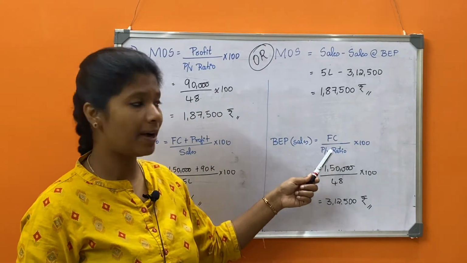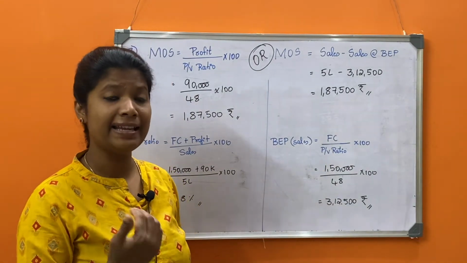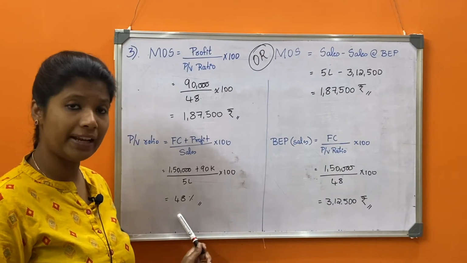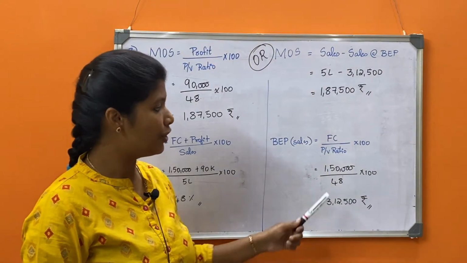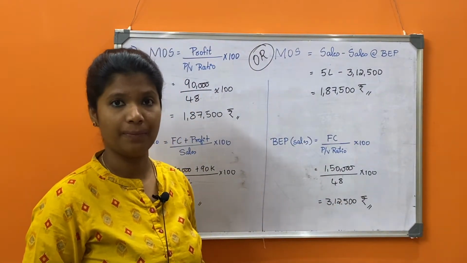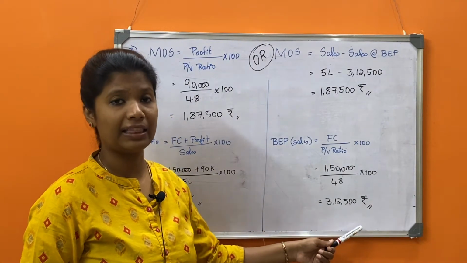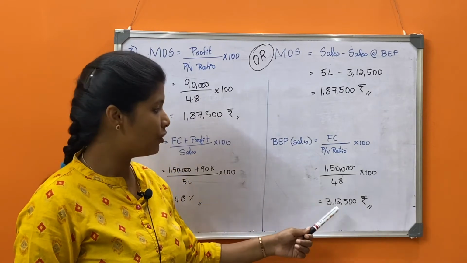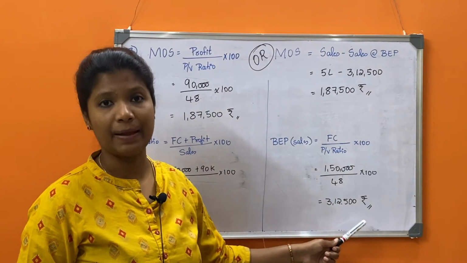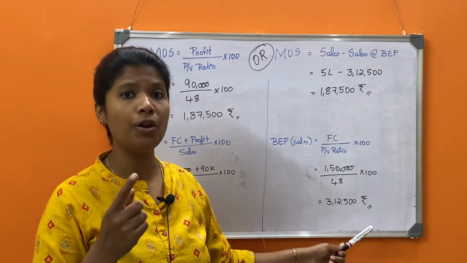Fixed cost given is how much? 1,50,000 divided by PV ratio, how much did we find out? 48%. So 48 into 100. What is the value we get? 3,12,500. Okay, so this is the amount of sales made where there is no profit or no loss.